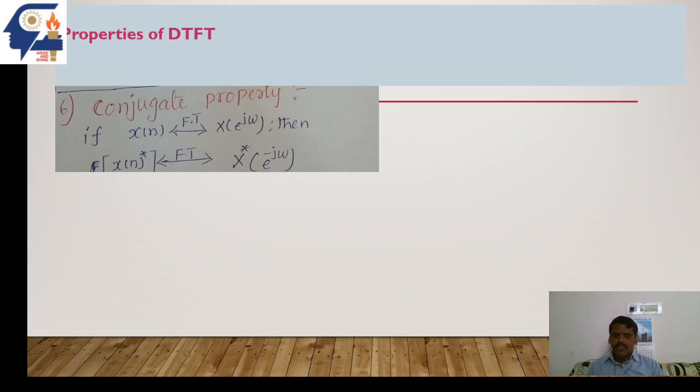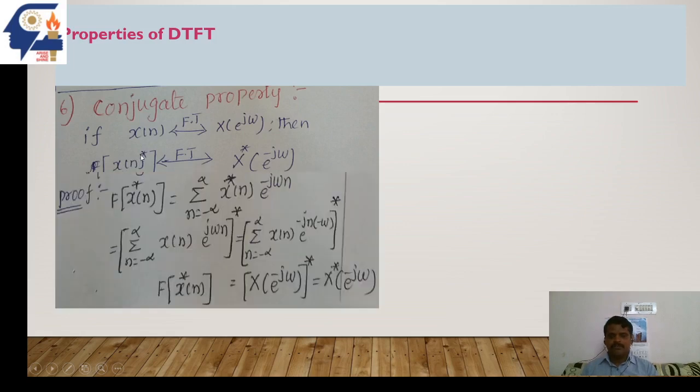So, the conjugate property. If the Fourier transform of x of n is X of e power j omega, then what is the Fourier transform of x of n whole star? Whole star means conjugate. We will see the proof. In general, the Fourier transform of any signal is summation n equal to minus infinity to plus infinity, the given signal, times e power minus j omega n. Now I am going to take this conjugate symbol, whole star.